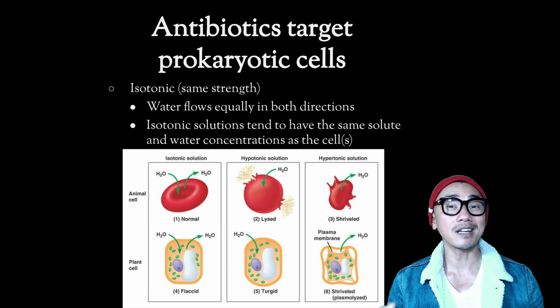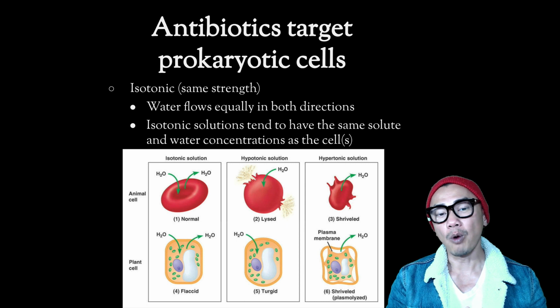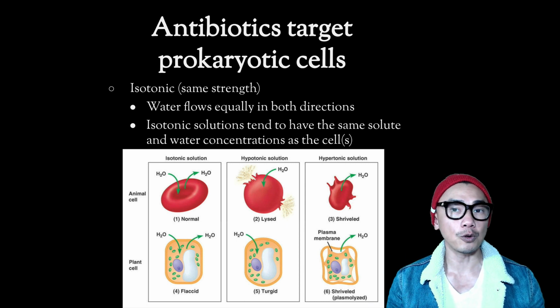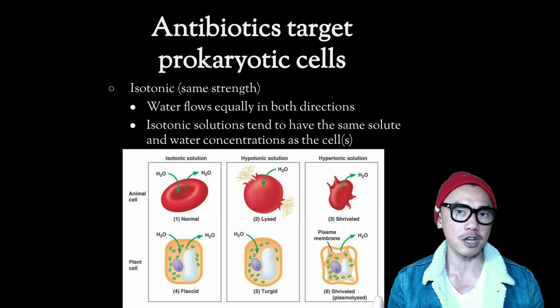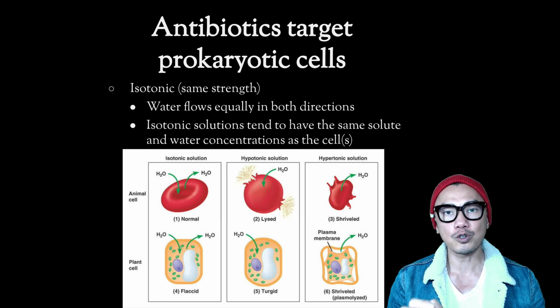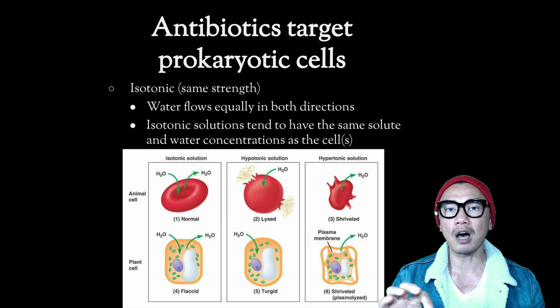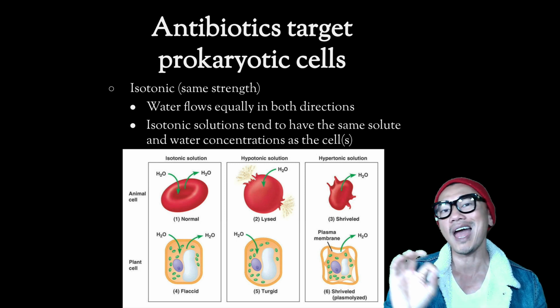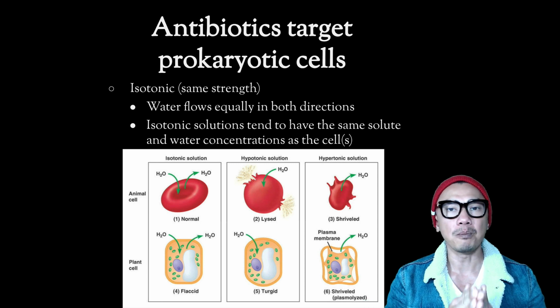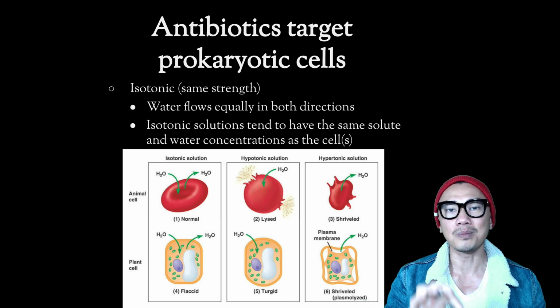In an isotonic environment or solution, water flows equally in both directions, and the cell does not change in size or shape. Isotonic solutions tend to have equal solute and water concentrations both inside the cell and outside the cell. Remember, the prefix iso means same.